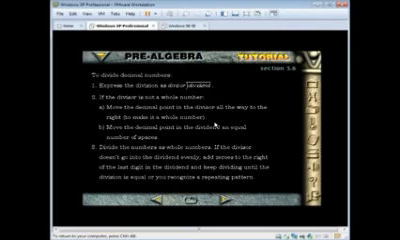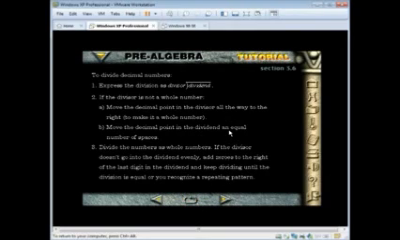To divide decimal numbers: 1. Express the division as dividend divided by divisor. 2. If the divisor is not a whole number, a. Move the decimal point in the divisor all the way to the right to make it a whole number. b. Move the decimal point in the dividend an equal number of spaces. 3. Divide the numbers as whole numbers.